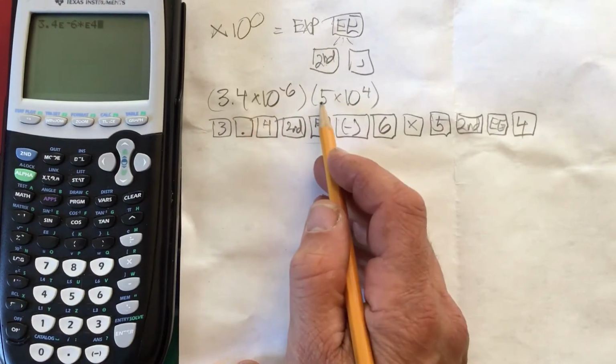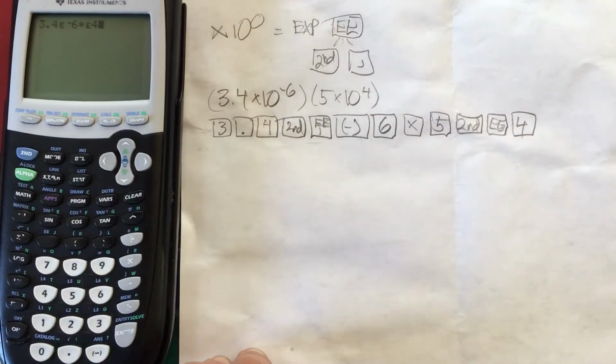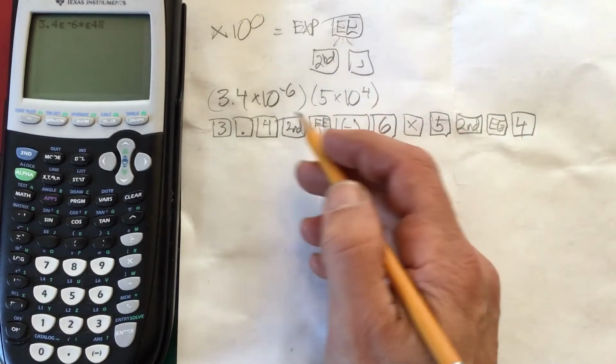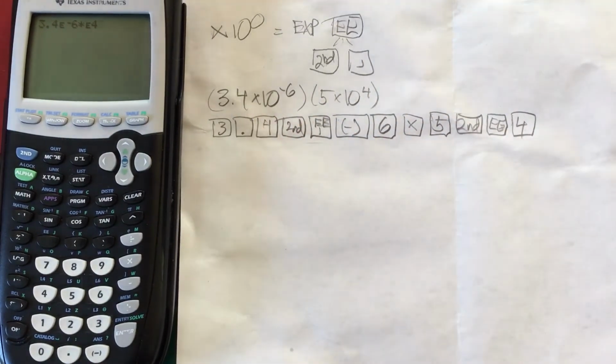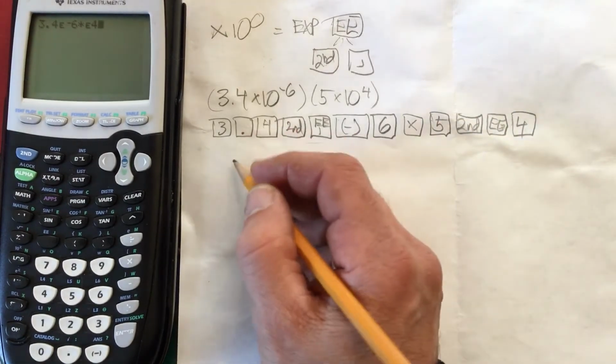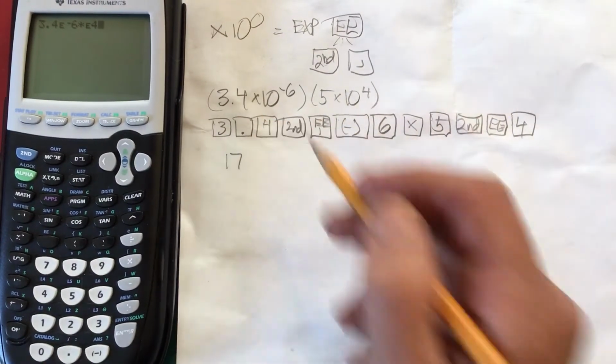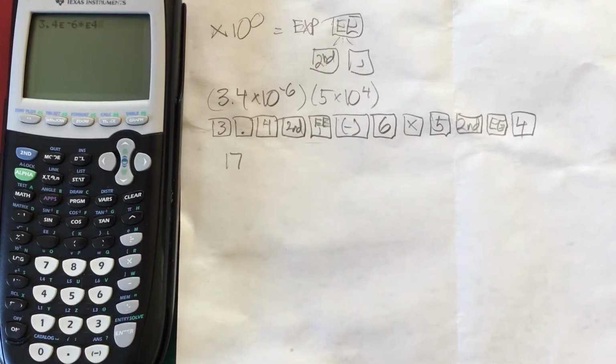So the first thing you do is multiply the number parts. And I'm just going to estimate. If you had a regular calculator, you could multiply 5 times 3.4. In fact, I can calculate that exactly in my head. That's going to equal 17. Okay? So if you wanted to estimate it and just said 5 times 3, you might estimate 15.